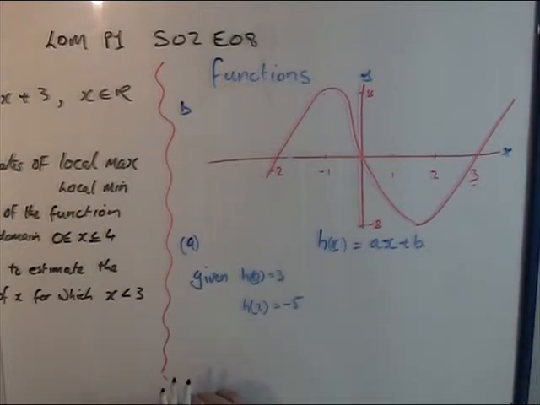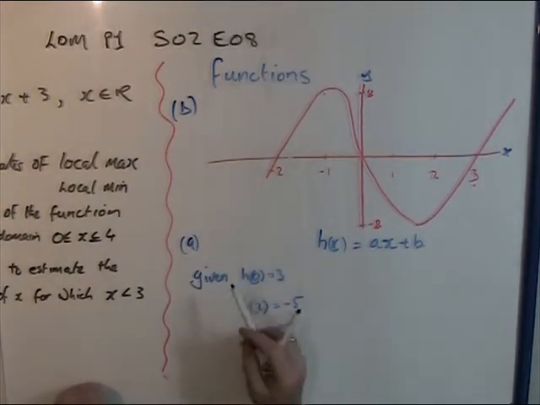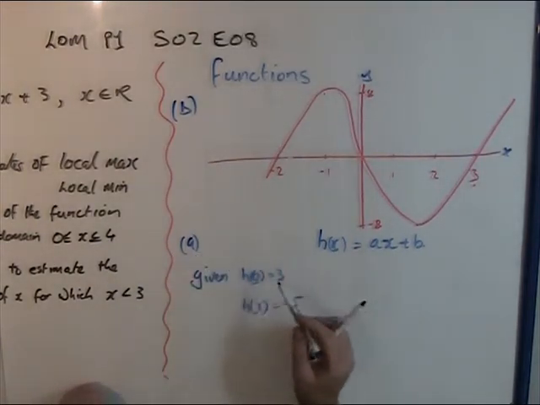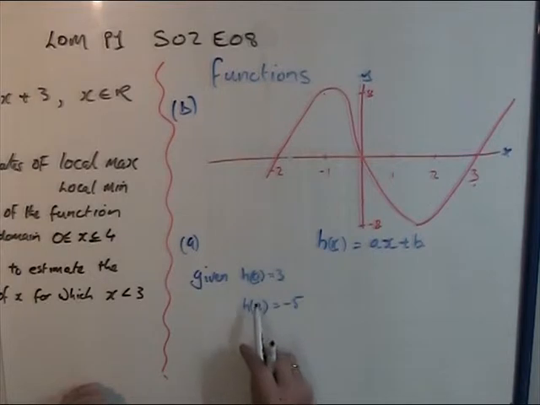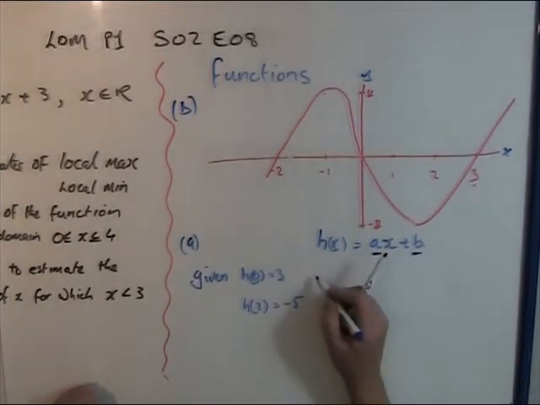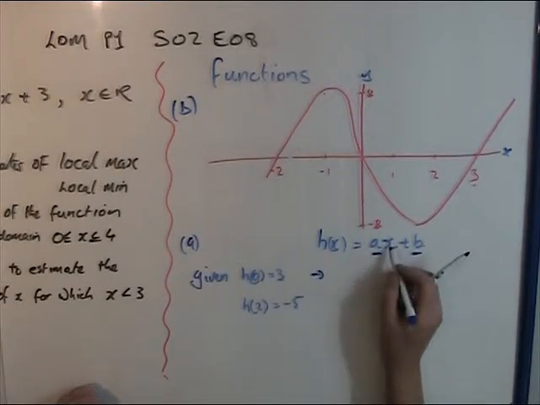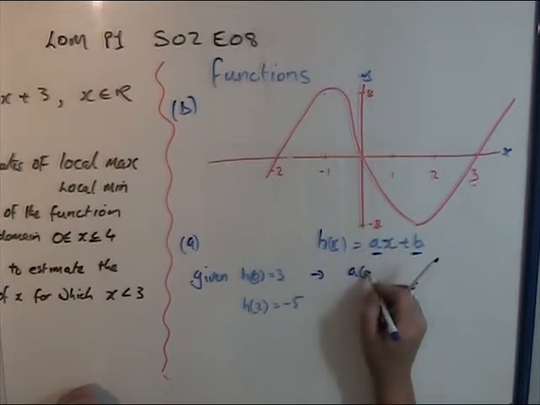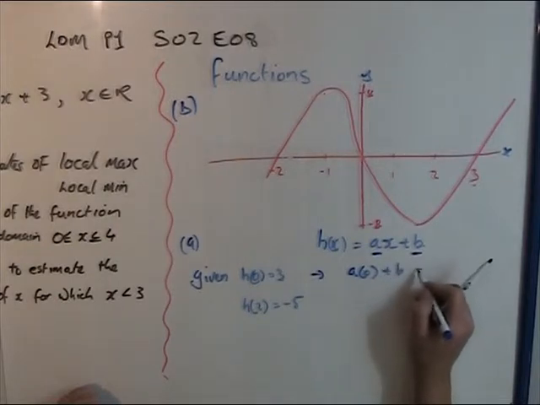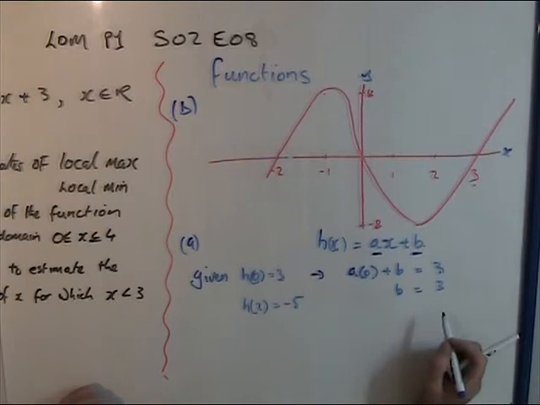A and B. Right now, this is a Leaving Cert question, very recent. I'm going to do A first. It says, given that h of 0 is equal to 3 and h of 2 is equal to minus 5, find A and B. Right? So you just go with what you have. So you put in 0 for x, so it's A times 0, we've done this, plus B is equal to 3. B is equal to 3, A times 0 is 0.